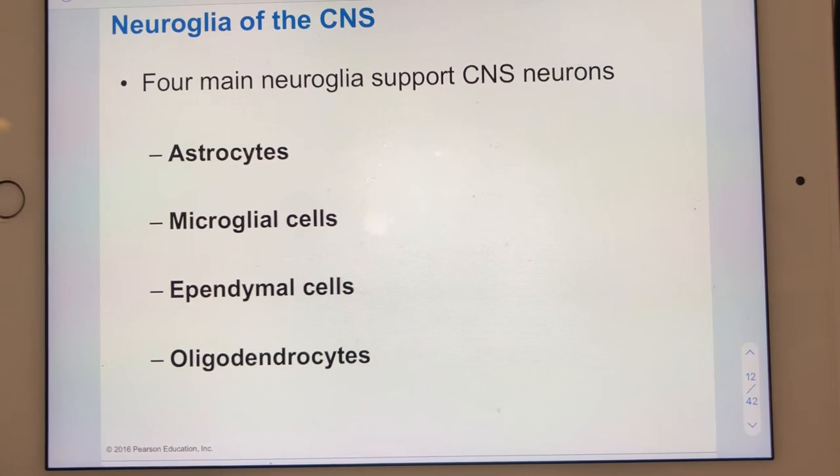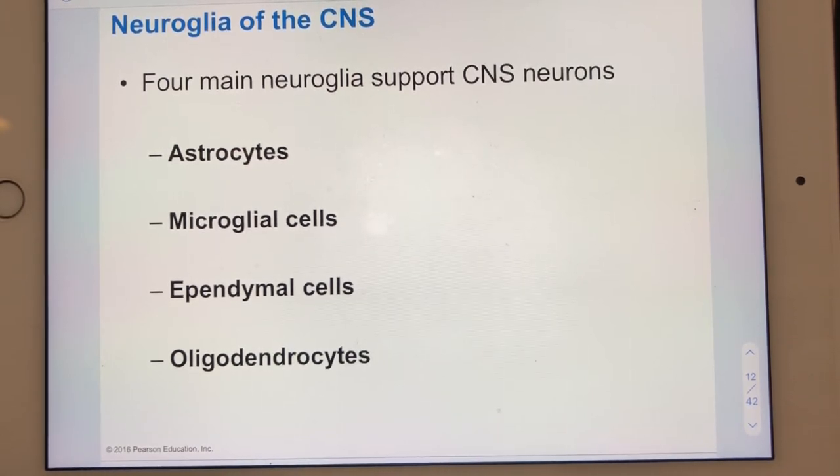Well, of these four types, I would argue that astrocytes are the busiest. They have so many functions. They cover so many bases. And they're called astrocytes because their cell bodies kind of look like starbursts. Astro means star, okay? Astrocytes are the most abundant of the neuroglia in the central nervous system. They're very branched. That's what gives them that kind of starburst quality, okay?